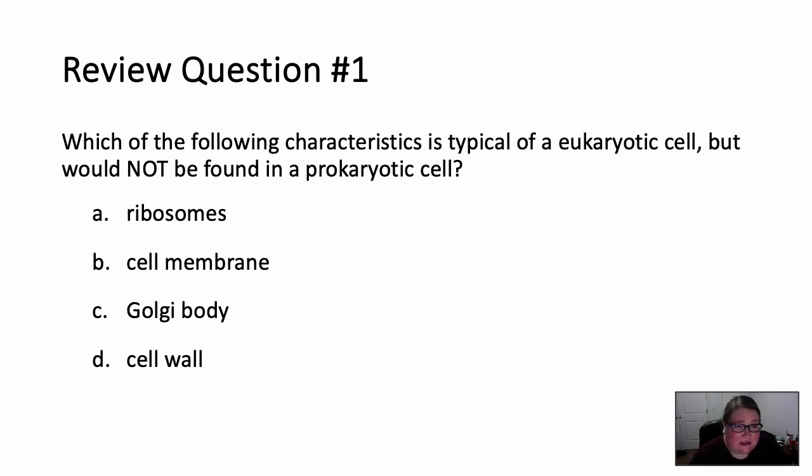Okay, so the answer for this is C, the Golgi body. If you remember back to when we talked about prokaryotic versus eukaryotic cells, we know that all the cells, no matter the type, all have ribosomes and they all have cell membranes. So A and B are automatically out. So that leaves C and D. Well, most eukaryotic cells outside of plants don't have cell walls, and we know that prokaryotic cells have cell walls. They have those peptidoglycan layers. So D is out. So the answer is C.